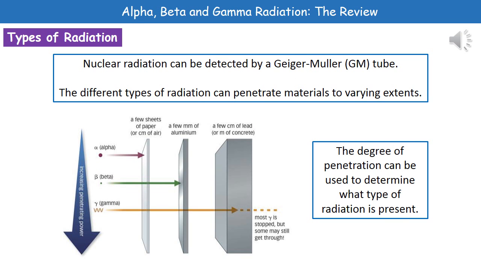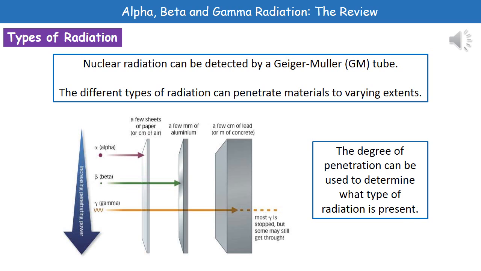Now we can actually use this bit of equipment called a Geiger-Müller or GM tube to detect any form of nuclear radiation. Now what we find is that when we use our GM tube and we set up experiments using different objects to see what can pass through it, then the different types of radiation can penetrate materials to varying extents. So that diagram that I've given you is important to remember. So if we look at the top one there, our alpha particle first of all, then we can see that's the least penetrating. So literally we can stop alpha particles with a few sheets of paper. So that one is very easy to stop.